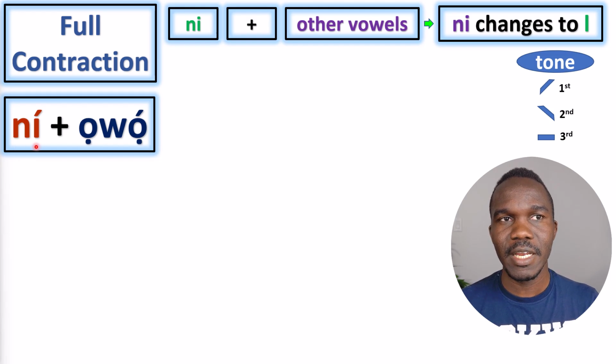Can you see this ni now is joining with what? O. So what happens to the contraction? This whole ni turns to what? L alone, and it becomes L, and this other one.